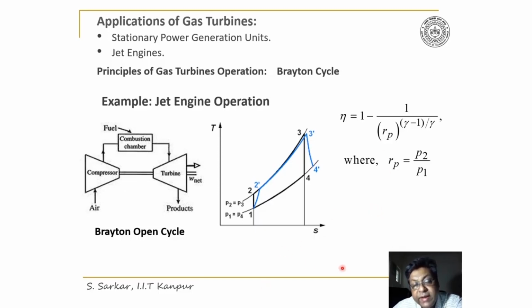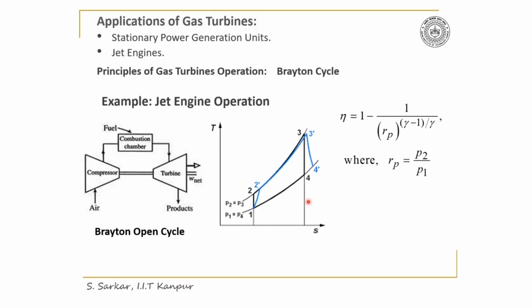Here I have shown in the TS diagram, 1-2 is the ideal compression process, and 1-2' is the actual compression, considering some isentropic efficiency of the compressor. Similarly, 3-4 is the ideal expansion, and 3-4' is the actual expansion. And 2'-3 is the combustion process occurring in the combustion chamber.